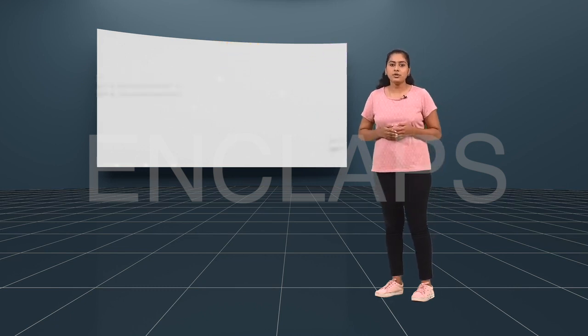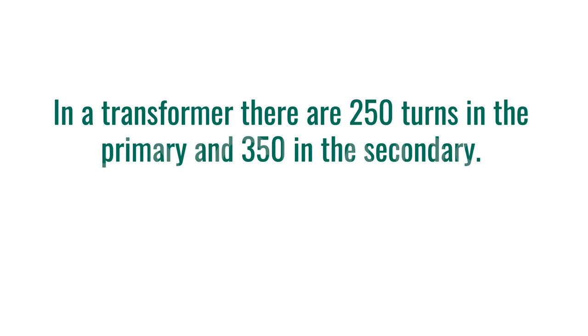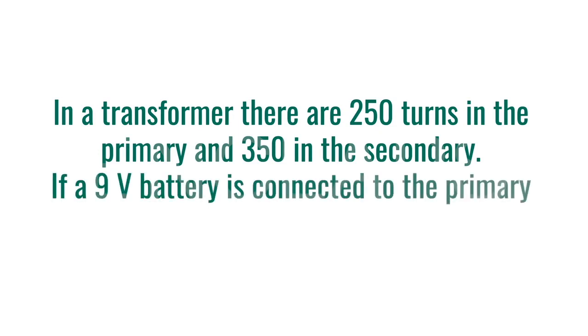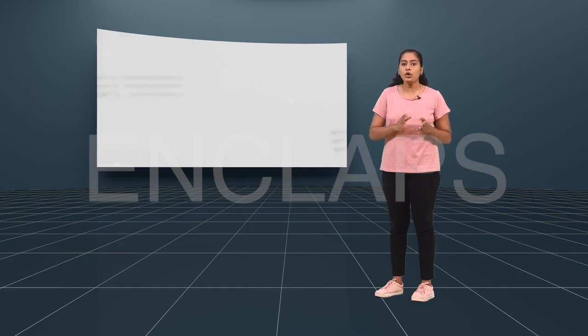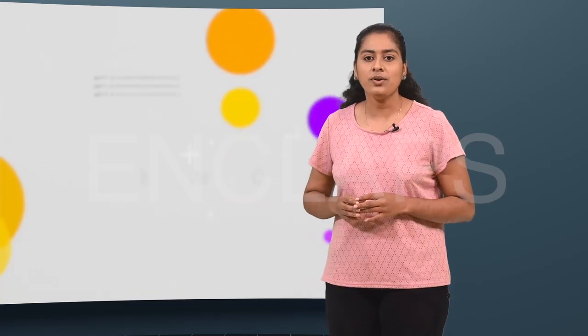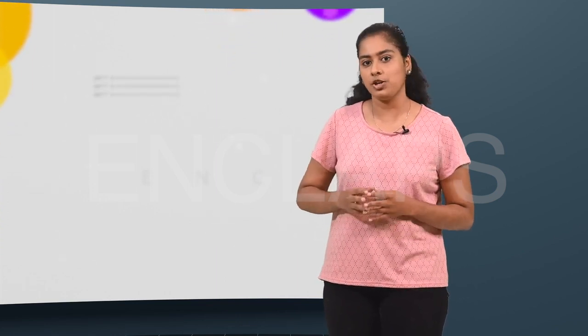So, let's move to another question. In a transformer, there are 250 turns in the primary and 350 in the secondary. If a 9 volt battery is connected to the primary, then what do you know about the output? We already studied that a transformer does not work in DC. Hence, the output voltage and current will be 0. So now, we have solved several problems related to transformer using transformer equations.